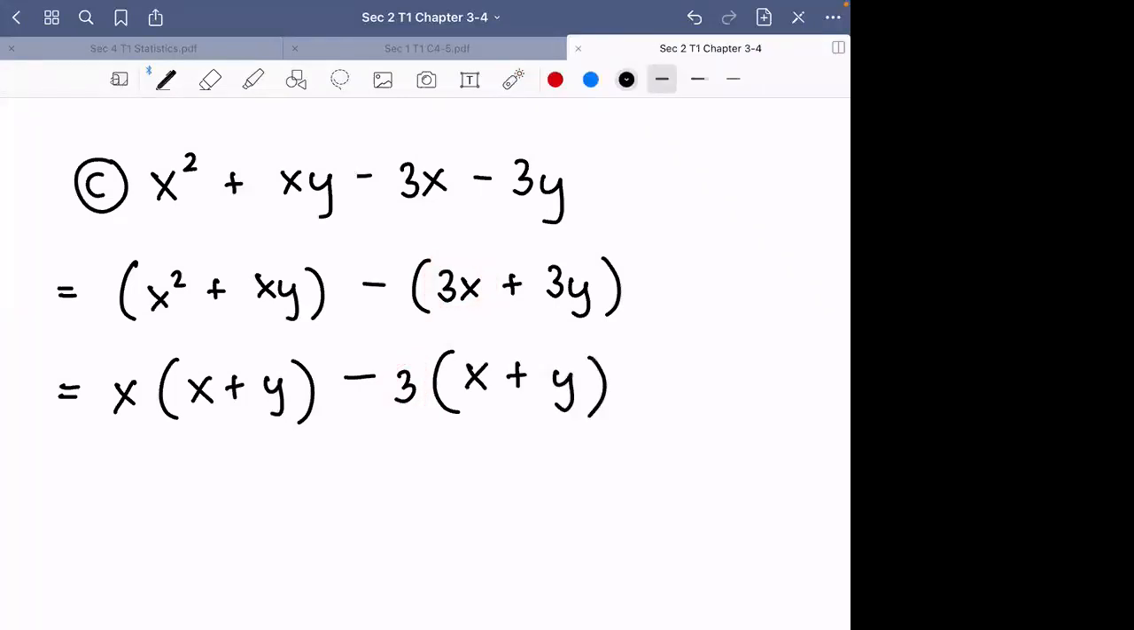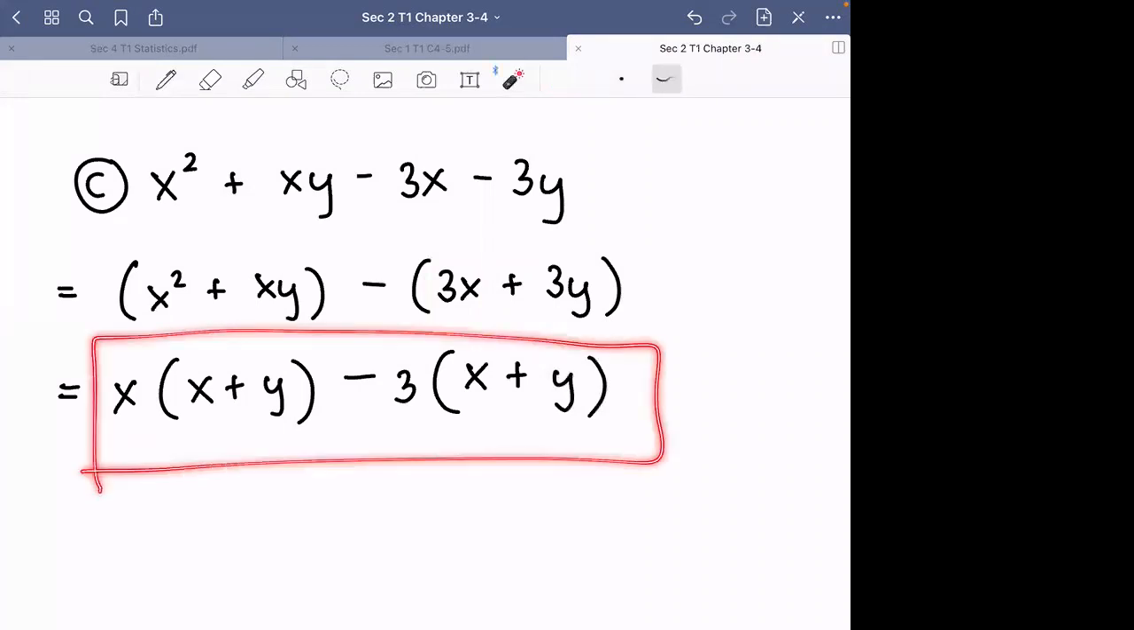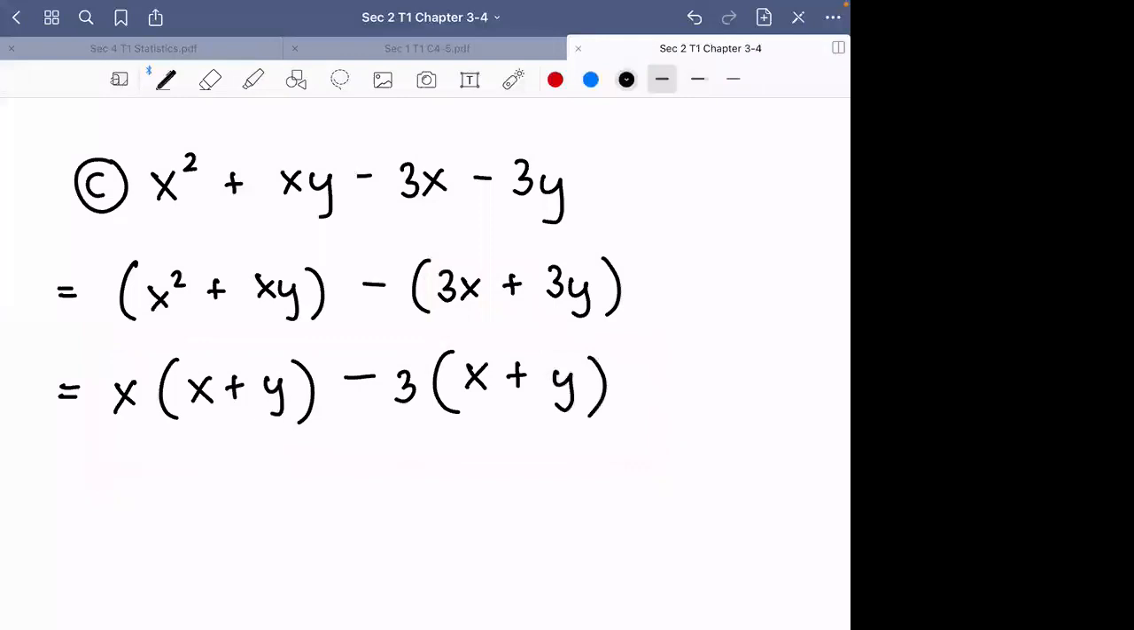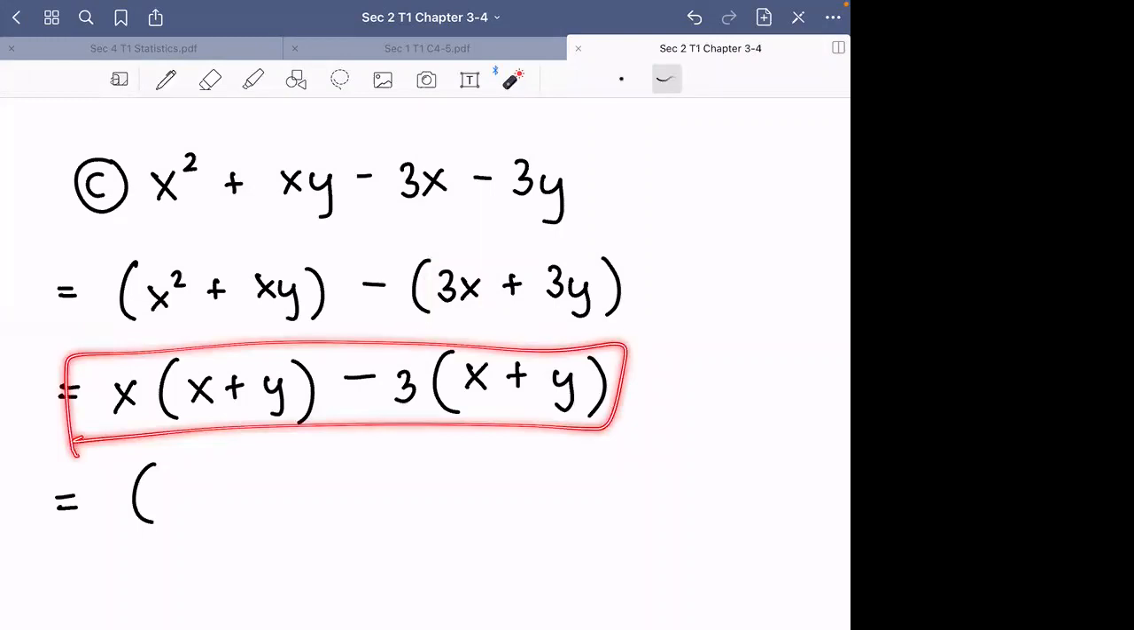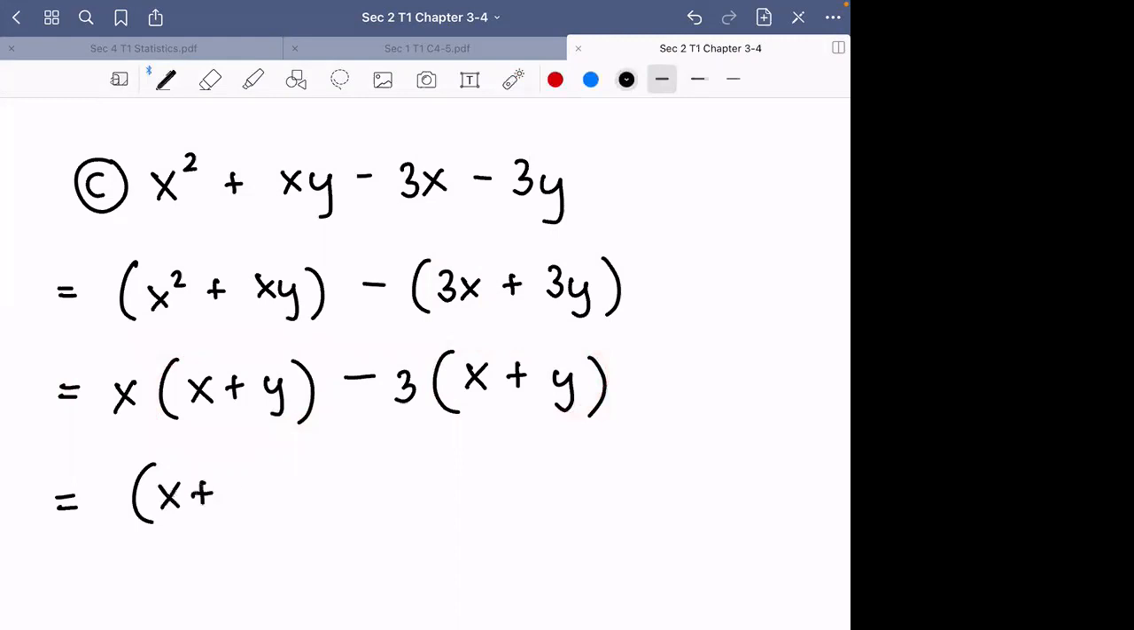So what's common now between this? We look for the common factor first. x plus y, right? Both of them have x plus y. So we write x plus y first, and then what's in the next bracket? x minus 3. That's it. So that's your answer: x minus 3 and then x plus y.